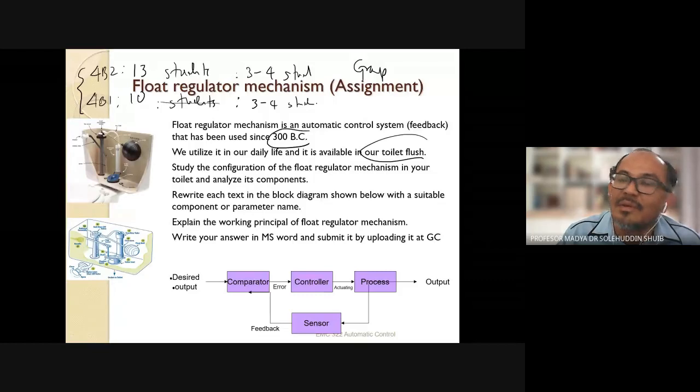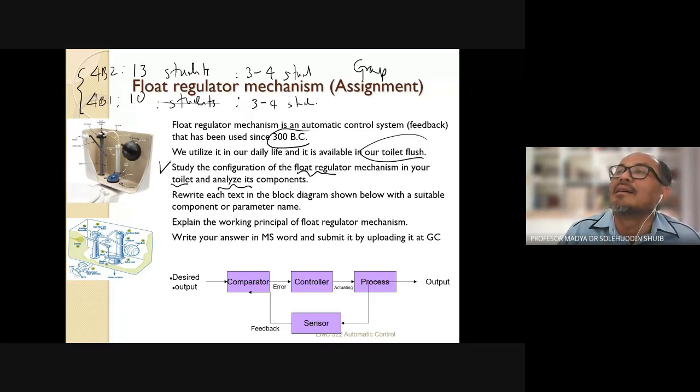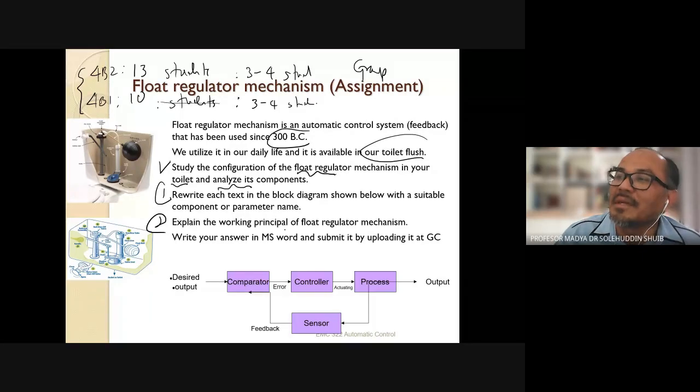So what I want you to do is study the configuration of the fluid regulator mechanism in your toilet and analyze its components. Look at its configuration and its mechanism. Then rewrite each text in the block diagram shown below with the suitable component or parameter name. This is number one. And then number 2, explain the working principle of the fluid regulator mechanism.